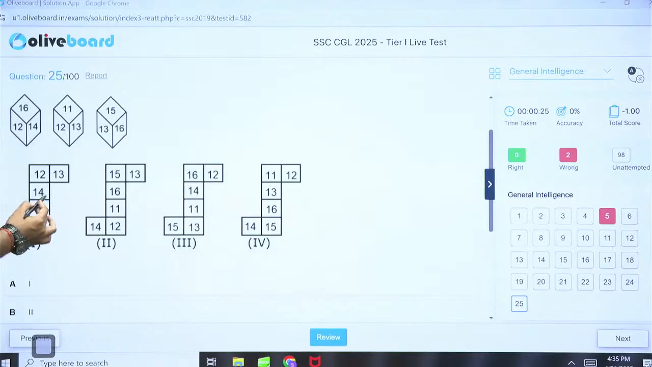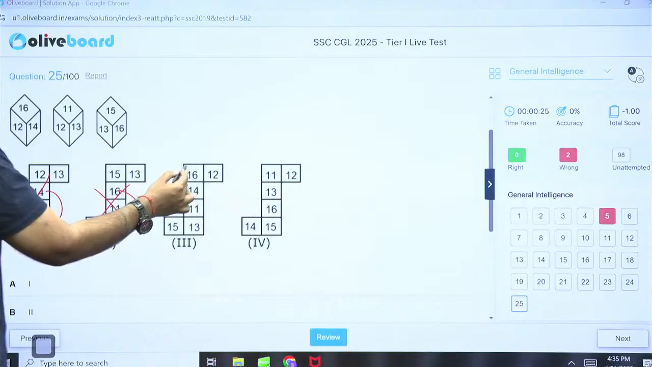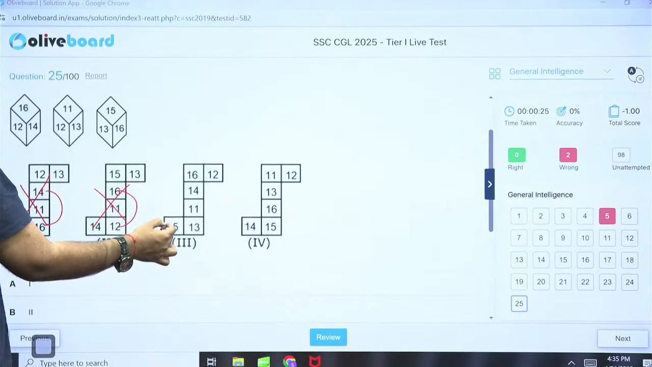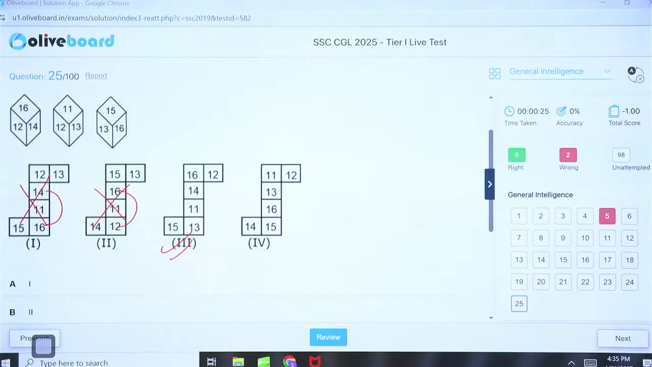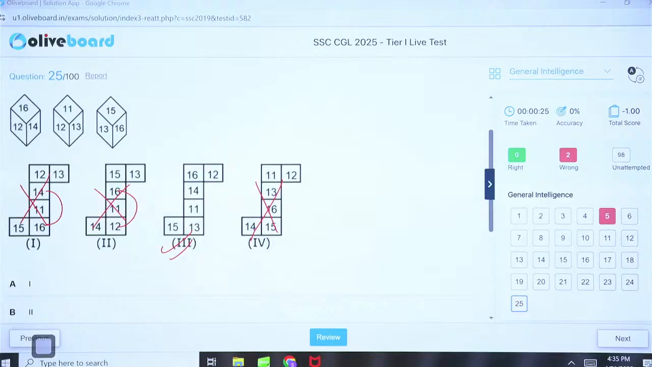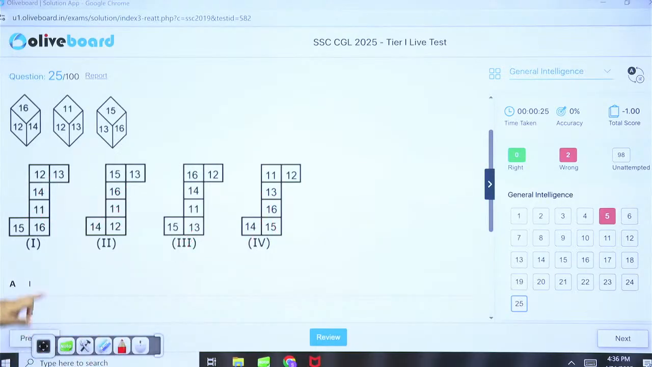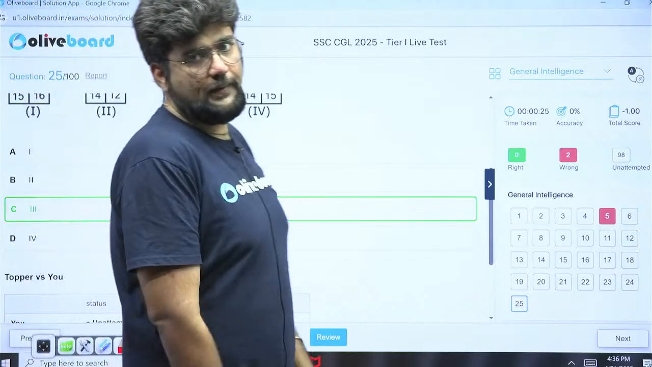See, 14 and 16 are opposite here, but they are coming together here, not possible. 15 and 11, okay. 16 and 12, again they are opposite here, but they are coming together here, not possible. 16 and 11, okay, 14 and 13, okay, 15 and 12, okay, I think this is the only correct answer. Yeah, 11 and 16, 13 and 15, yeah, 13 and 15 are coming together here, this is also not possible. Very easy question. So figure 3 is the correct answer, which will be formed once the dice is opened.